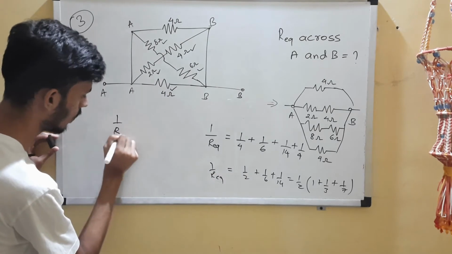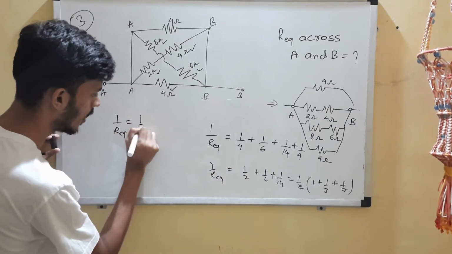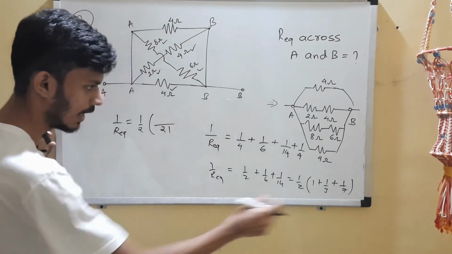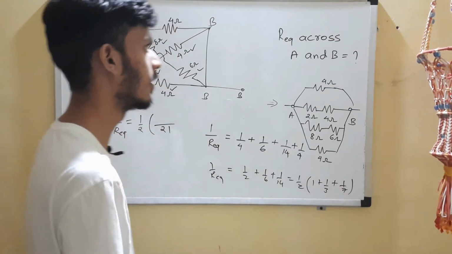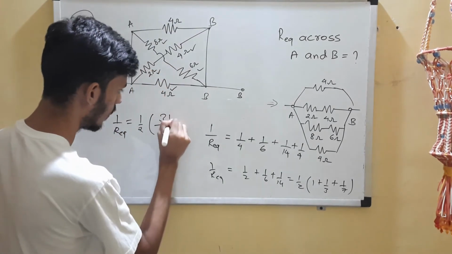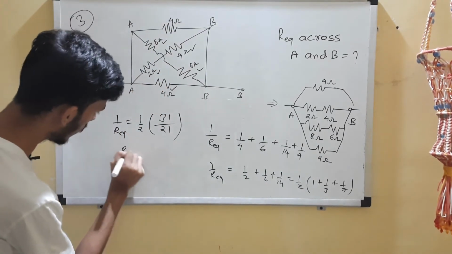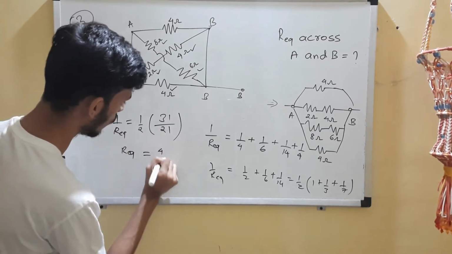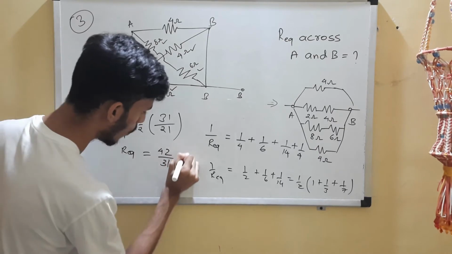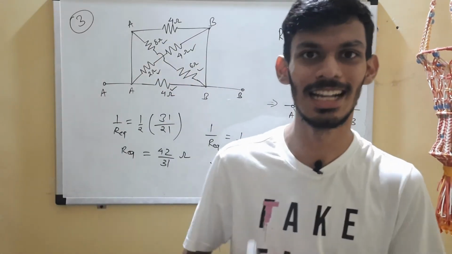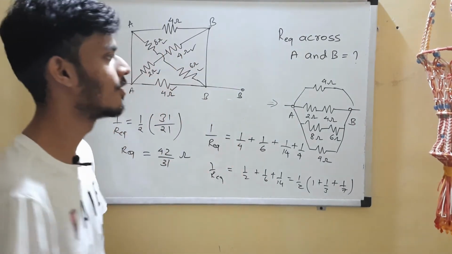1 upon R equivalent is 1 by 2 into 3 sevens are 21, 21 plus 3 plus 7, 21 plus 10, it's 31, right? So 31, and R equivalent will be, you just have to cross multiply, so 21 into 2, 42 by 31 ohms. Okay, so 42 by 31 ohms is the correct answer over here.